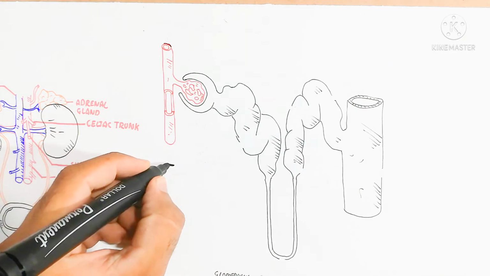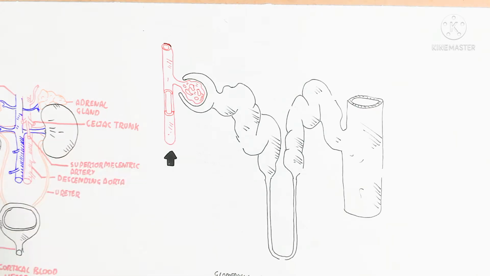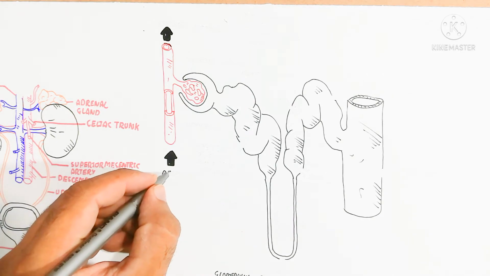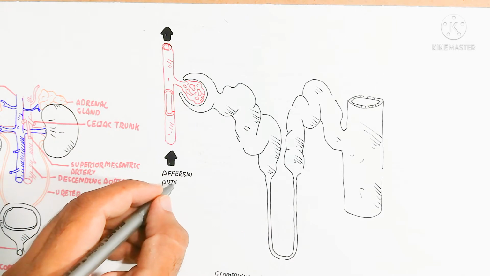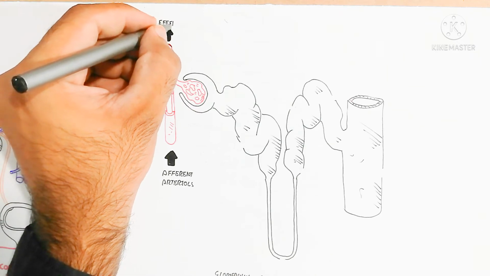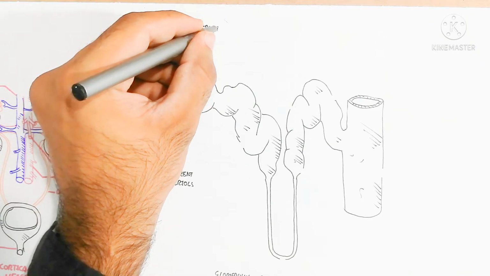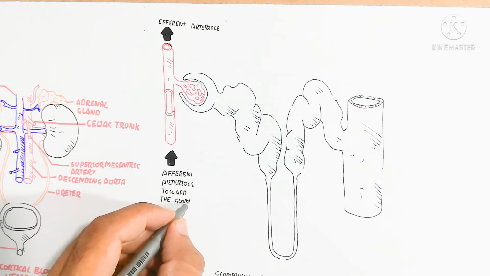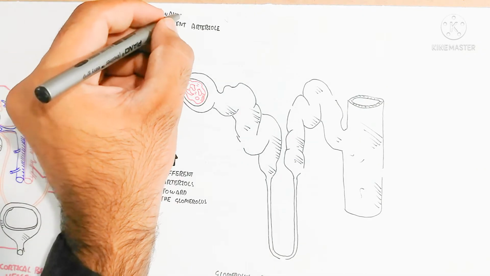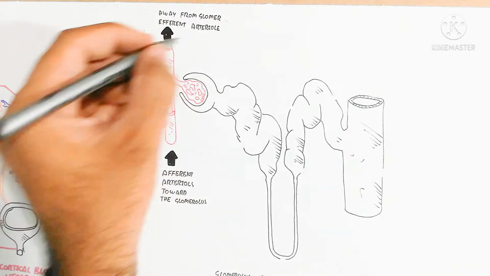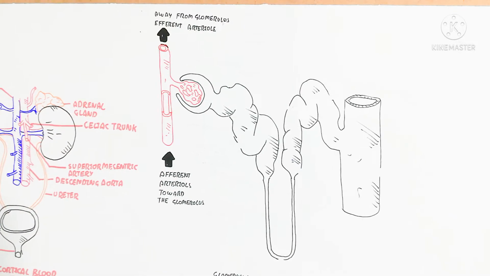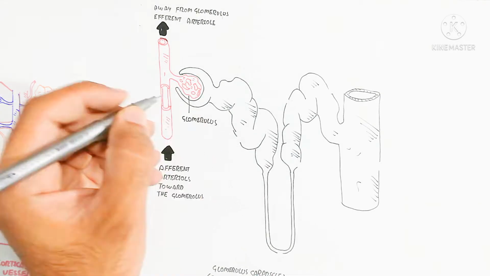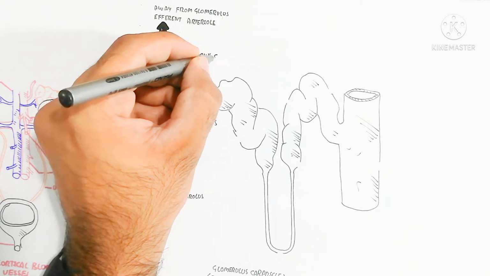The nephron, with 1 million in a single kidney, is known as the excretory unit. Here is the afferent arteriole. It moves toward the glomerulus and causes filtration by blood pressure. We will discuss the blood pressure and the filtration mechanism in the next video. The arteriole leading away from the glomerulus is known as the efferent arteriole.